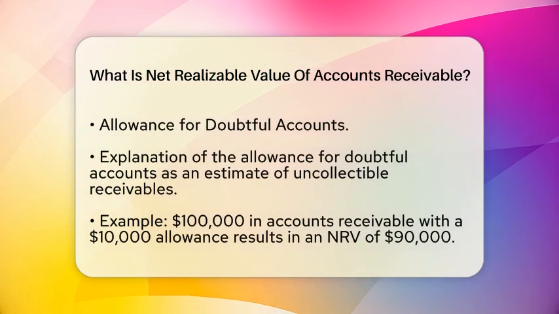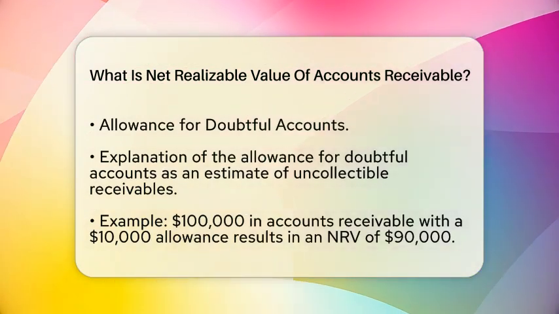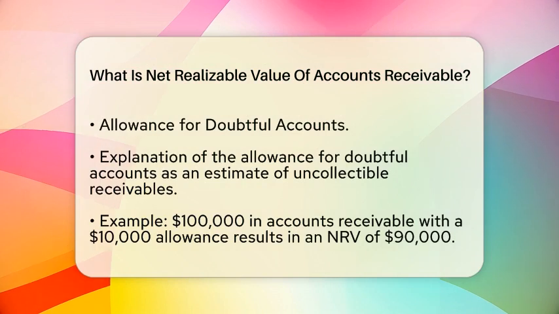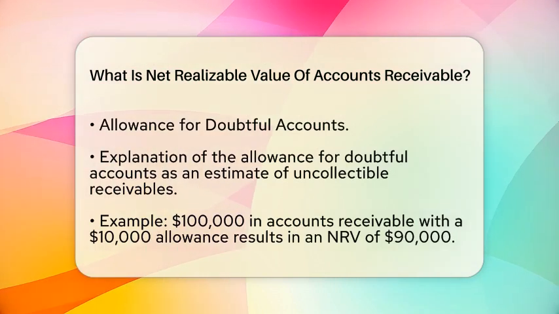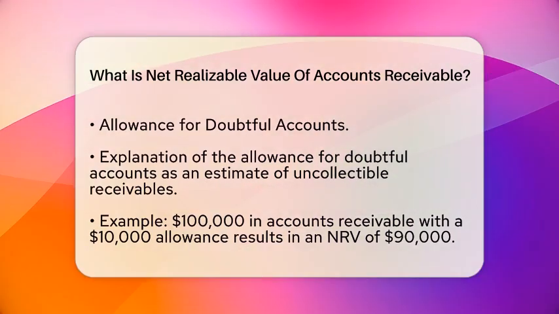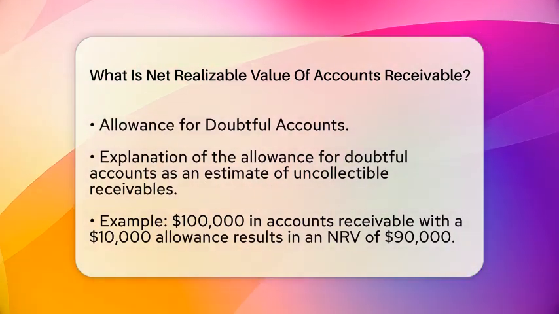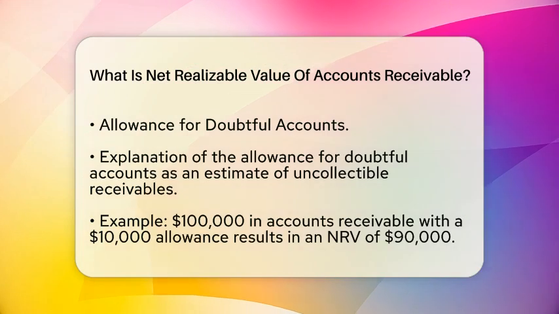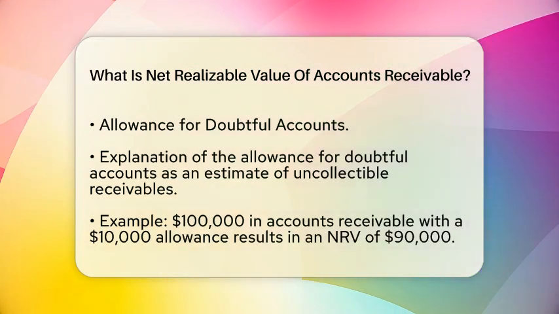For instance, if a company has $100,000 in accounts receivable and estimates that $10,000 may be uncollectible, the net realizable value would be $90,000. This amount represents what the company realistically expects to convert into cash.